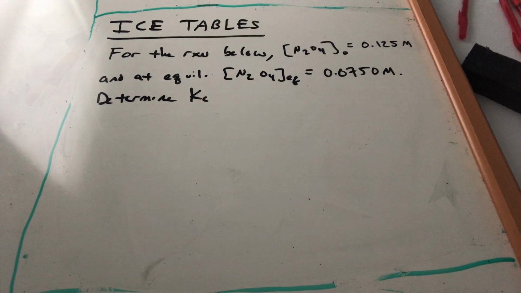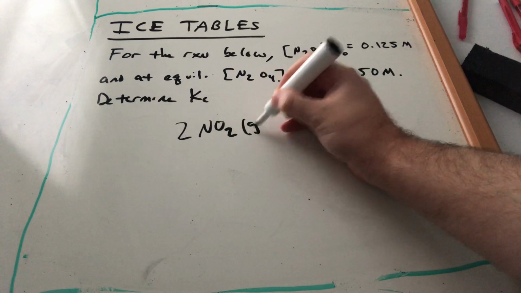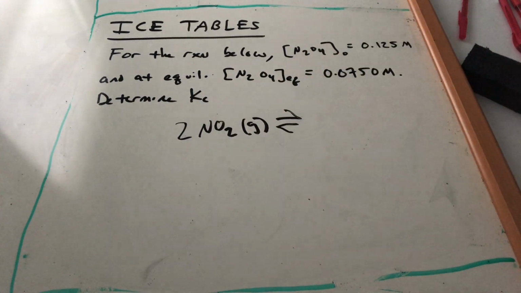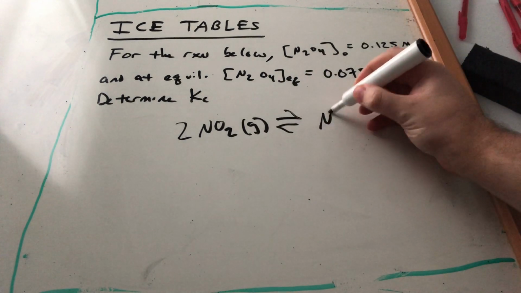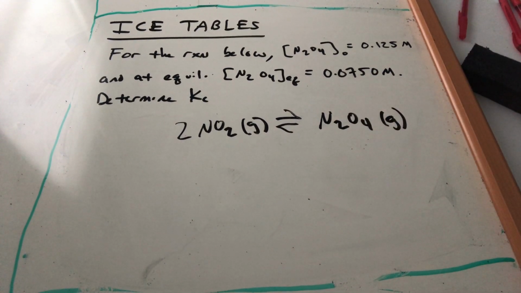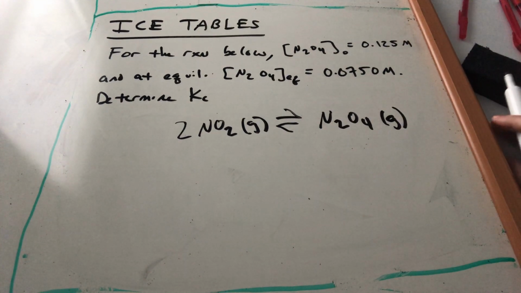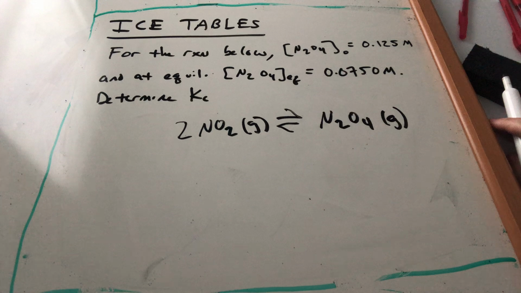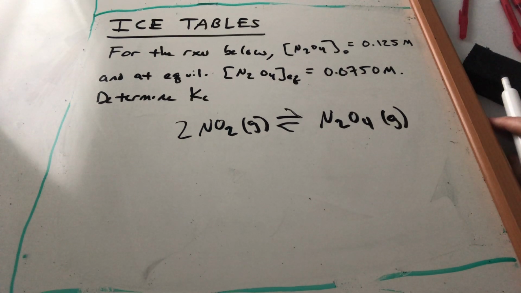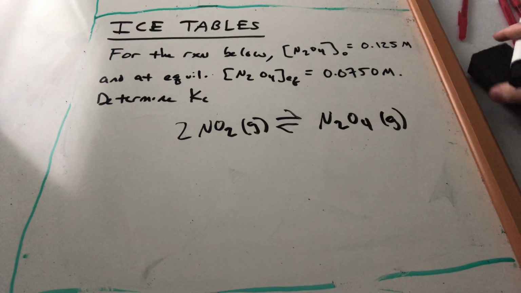Essentially, what we're going to have here is a reaction. 2NO2 gas is in equilibrium with N2O4 gas. And we're analyzing a problem that gives us some information. And so we have to interpret the information given in the problem and organize ourselves. And like I said before, the easiest way to do that is with ice tables. Okay, so let's just go through this and I'll explain what an ice table is in the context of this problem.